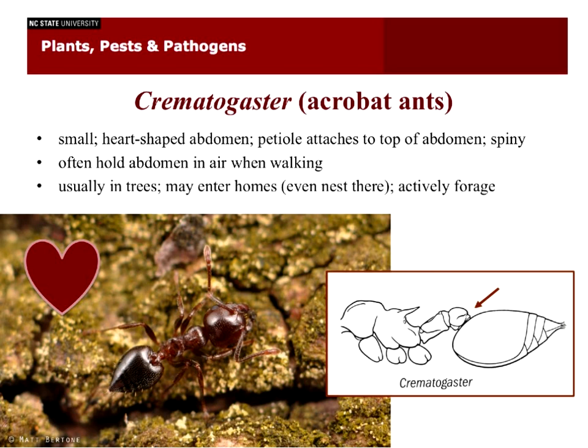black. Now, they usually live in trees, and they may enter homes. They're actually fairly common in homes, and sometimes even nest in the walls of homes, or outside on porches in the wood. And they are active foragers and omnivorous. So again, they can tend scale insects and aphids, and also eat scraps or sugary substances in your home. But hopefully, the heart-shaped abdomen and the high attachment of the petiole should tell you exactly that you have acrobat ants.